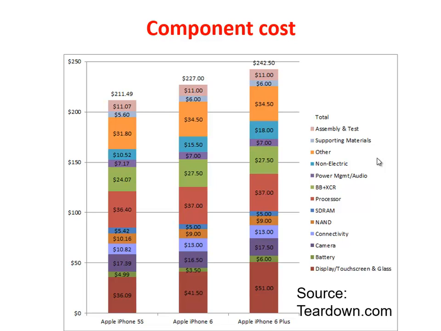Now things have changed a bit because the cost of memory has increased a lot. For example, you see here that the DRAM is not really expensive, but now costs have gone up. So it's going to be a much more important component.